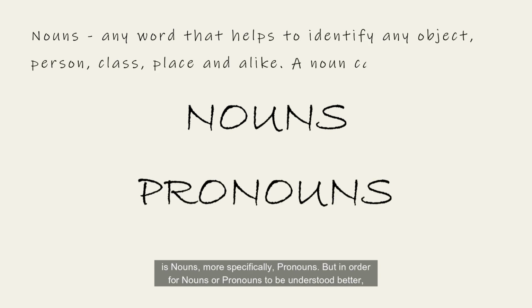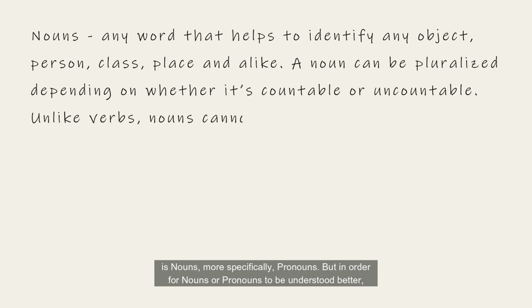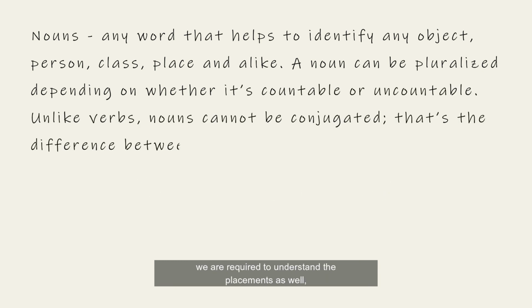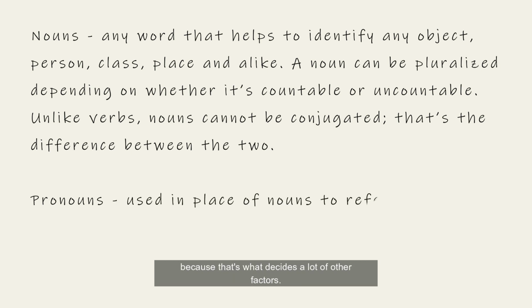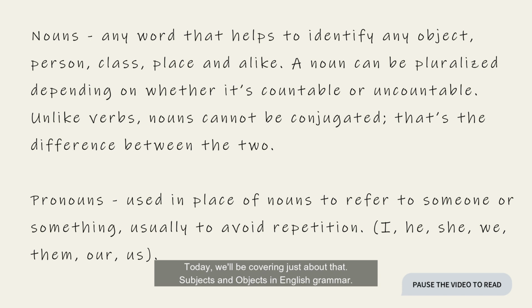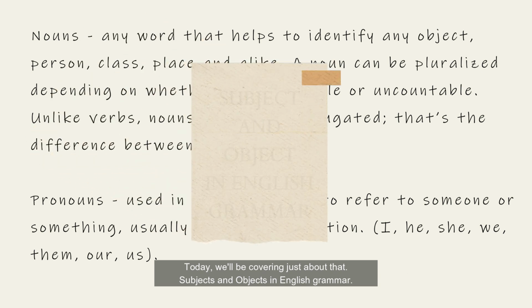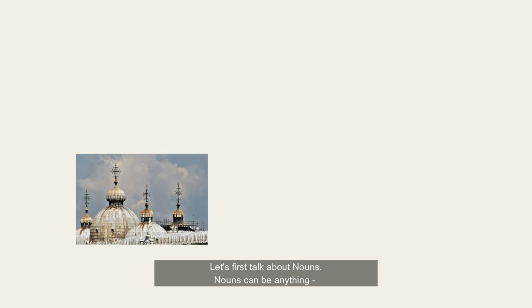As you might already know, one of the first things any learner learns while learning English is nouns, more specifically, pronouns. But in order for nouns or pronouns to be understood better, we are required to understand the placements as well, because that's what decides a lot of other factors. Today we'll be covering just about that, subject and object in English grammar. Let's first talk about nouns.